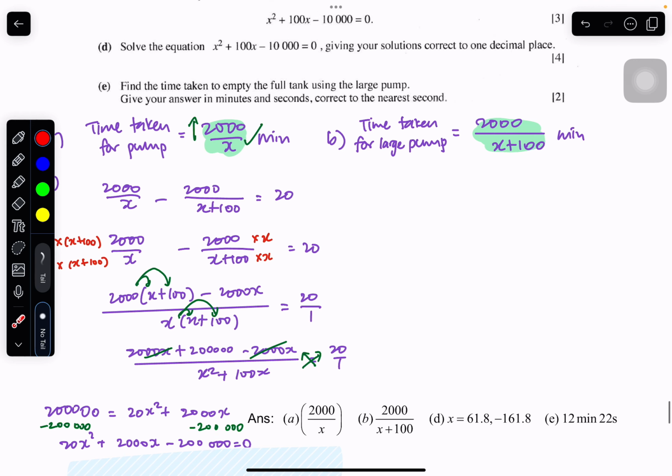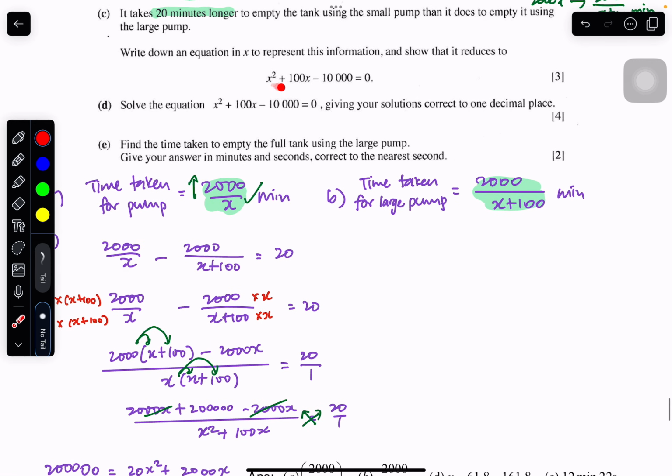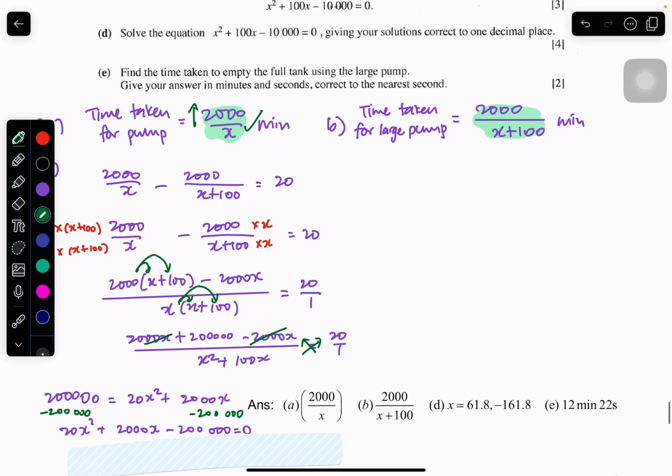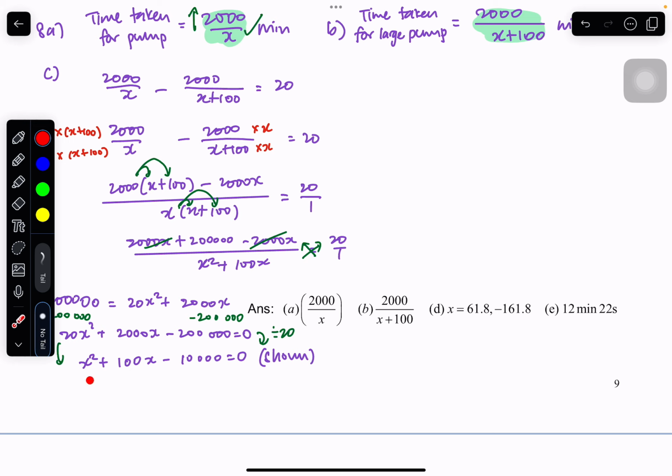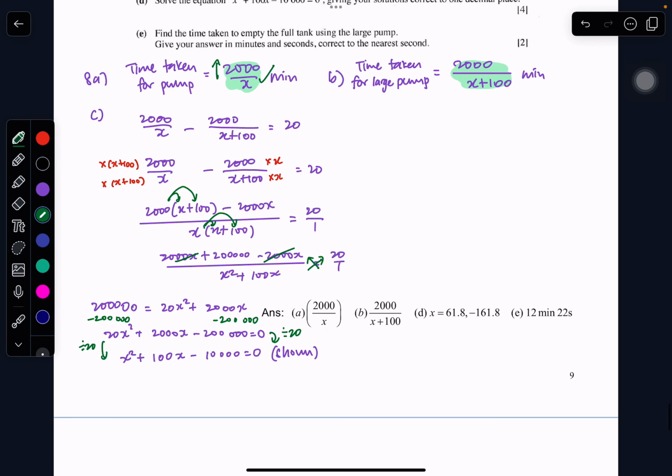Looking back, the question wants us to show the equation, where the coefficient of x squared is equal to 1. So all we need to do is divide by 20 on both sides. That leaves us with x squared plus 100x minus 10,000. That's all for part C.